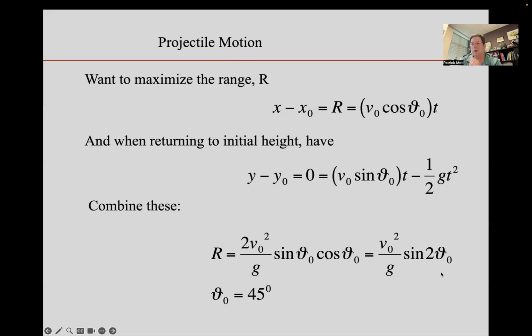Another thing to note about the form of this equation for the range is that the range for projectile motion is going to be the same for pairs of angles that are equal amounts above and below 45 degrees. Like, so 50 degrees and 40 degrees have the same range. One is just in the air longer, right? So forth and so on.